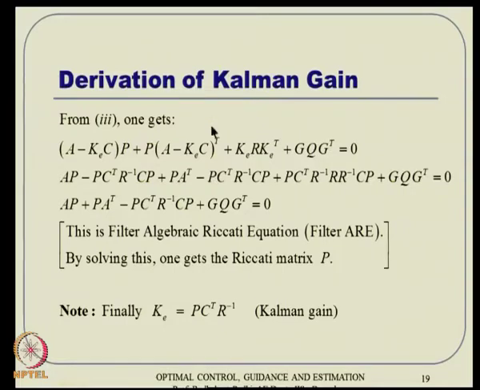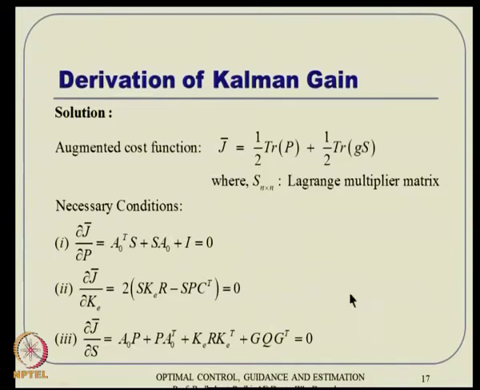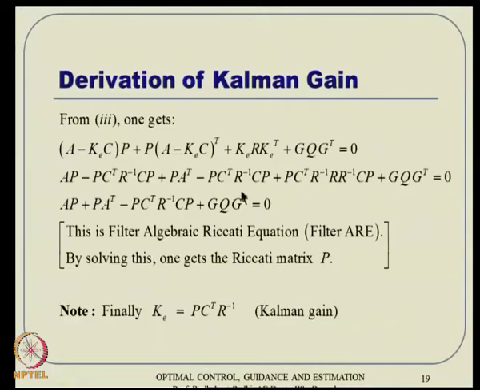So from 3 you can put it that way. Now, you expand A naught as A minus K C, and all that is equal to 0. And then it turns out to be something like that: A P minus P C transpose R inverse C P, and all that is equal to 0.